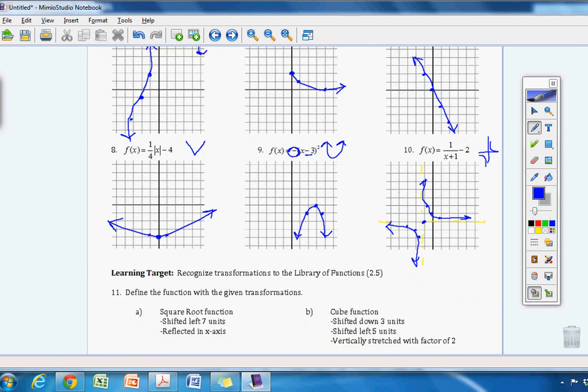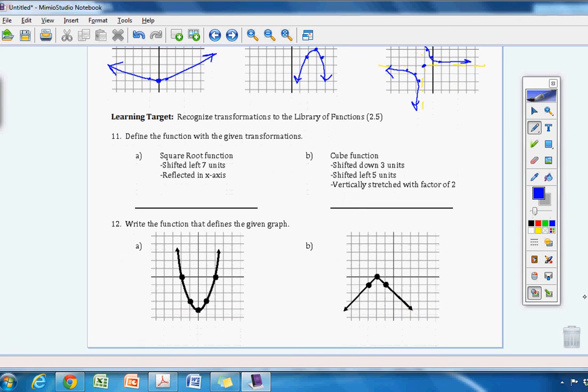Okay. Moving on. Now I have to define the function if I'm given the information. So it's a square root function. There's the square root. But I have to shift left 7 units. So shifting left is going to throw me negative. So I actually am going to be x plus 7, all underneath the root. And then it's reflected in the x-axis, so I'm adding a negative in front. So here's my function.